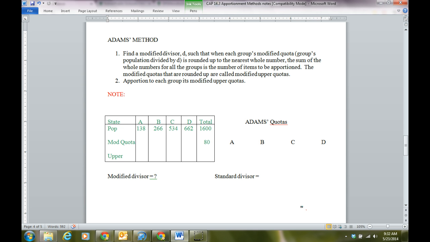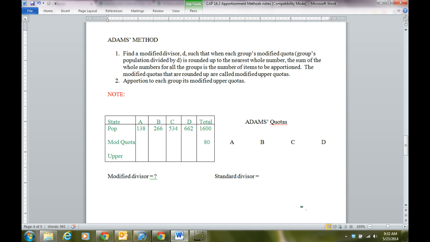And the other one was Jefferson. With Jefferson, we had a trial and guess with finding a standard divisor or modified divisor. And then we would round it down to the lowest quota and then add it all up and hope that it would equal the allotted amount, right? Okay, so that was Jefferson's method. Adams' method is the mirror image of Jefferson's method.